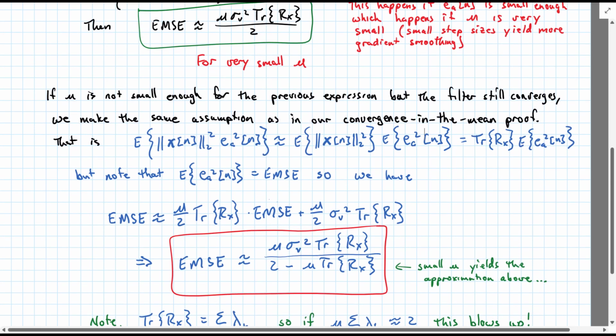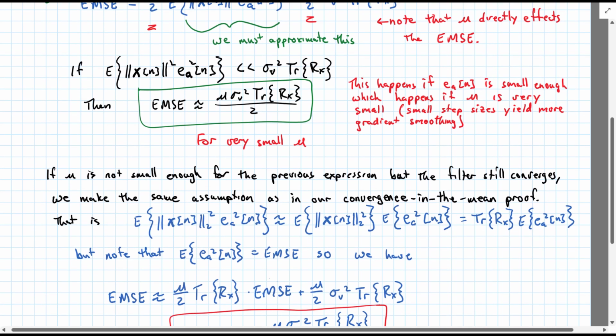So let's assume now that mu was small enough that the filter converged, but not small enough that the first term was significantly smaller than the second term. Well, we'll do a different approximation here, and that is we're going to assume that the expected value of the norm of x is somewhat uncorrelated with the excess error, or the expected value of the excess error.